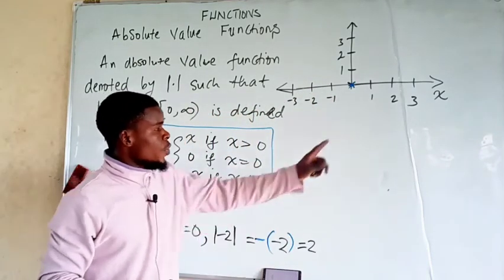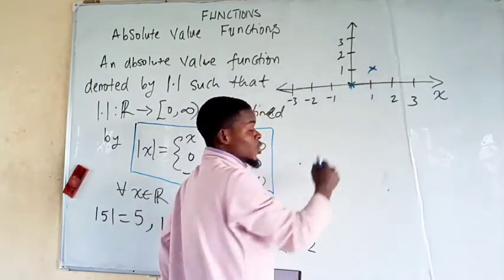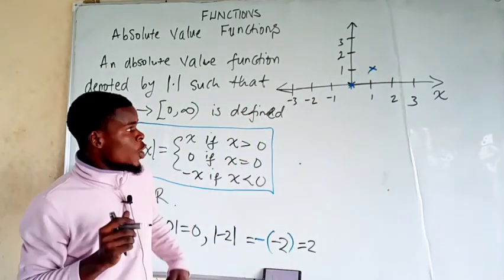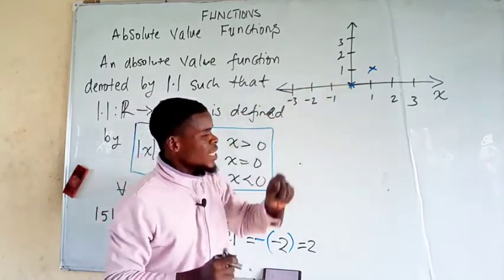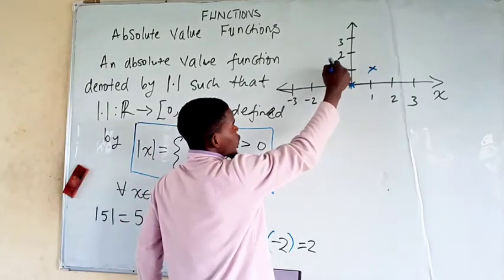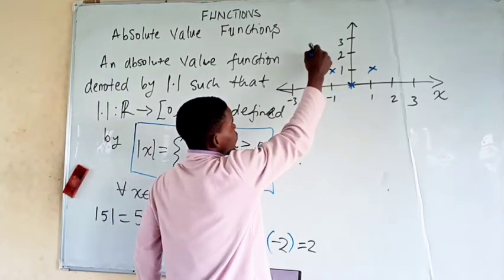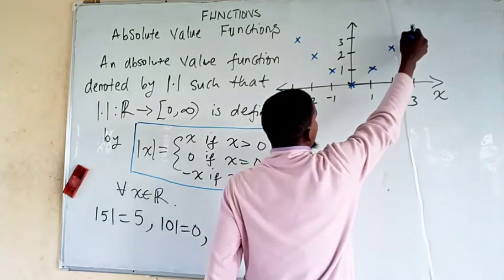So if you plug in 0, it gives us 0. If you plug in 1, the output is going to be 1 because 1 is bigger than 0, right? When you plug in a negative input, negative 1, the output will be negative of negative 1, just as it happened to 2, which is going to give us positive 1. This will be positive 2, and this will be positive 3. And then that's how it will go, right?